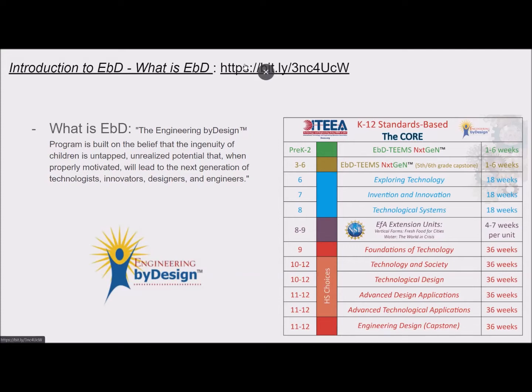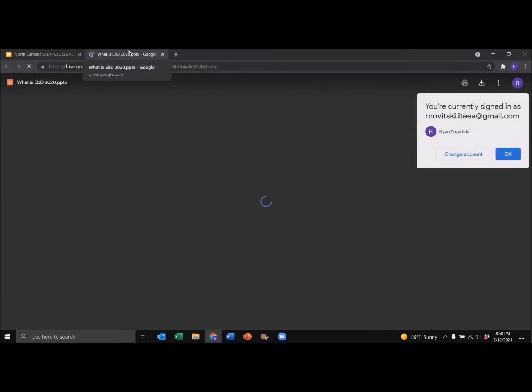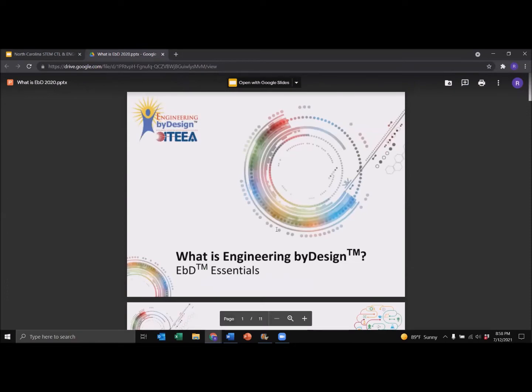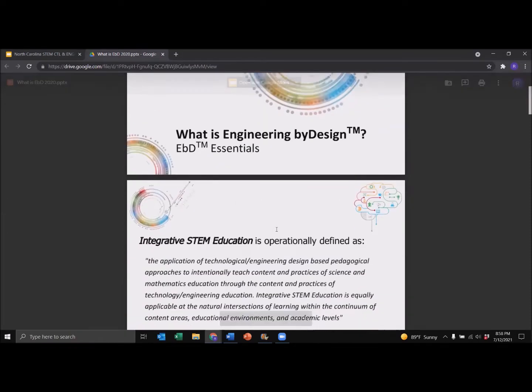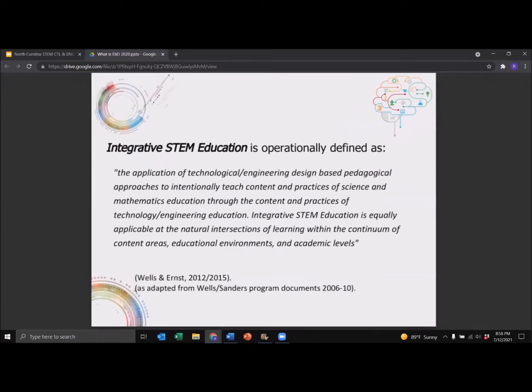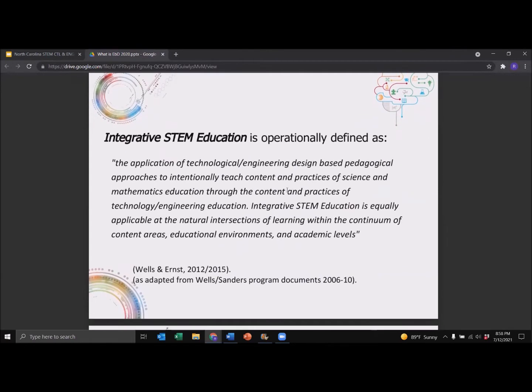When I left-click on what is EbD, it gives a little more detailed presentation of what Engineering by Design is. So I'm going to take a moment to overview this presentation. This is considered our essentials. All of our content is built around an integrated STEM educational approach. It utilizes all four disciplines within the acronym for Science, Technology, Engineering, Mathematics directly within our content. The definition is as follows on the slide.